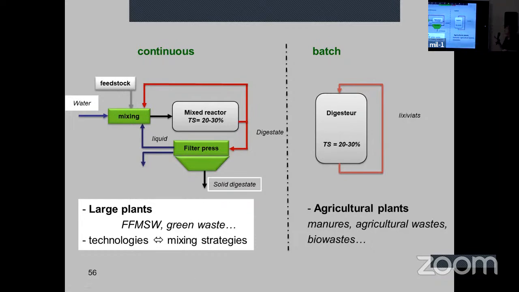You can also have some batch reactors. Usually they are smaller. You would put everything in your digester with more or less the same total solid content, and you will recirculate some leachate into the reactor to bring microorganisms and water as well. The small ones are more used in small agricultural plants, treating manure and agricultural waste.